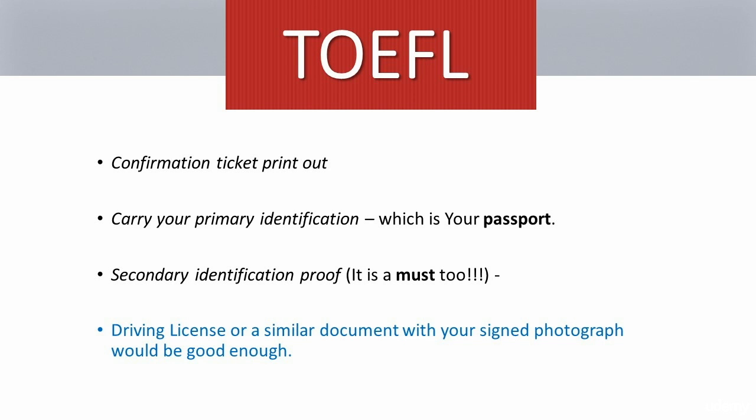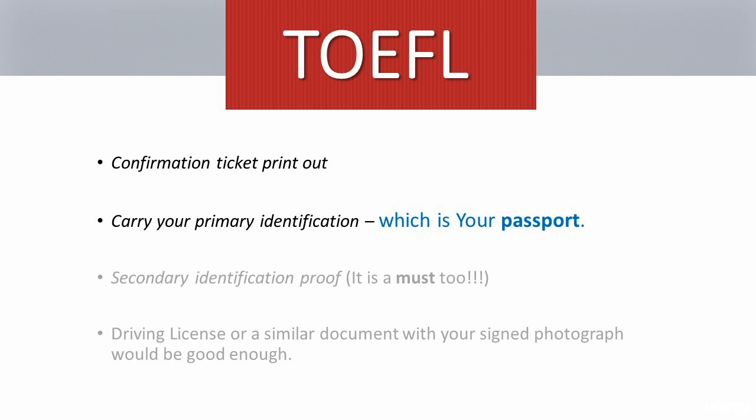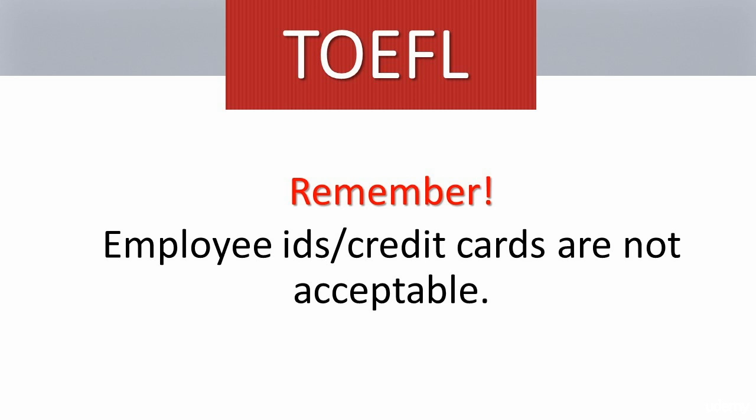Things to carry with you to the test would be a confirmation ticket printout to confirm your presence for the test. However, it is not required once you have made an entry in the attendance register. Carry your primary identification, which is your passport. Secondary identification proof is a must too. A driver's license or a similar document with your signed photograph would be good enough. Remember, employee IDs or credit cards are not acceptable. You might not be allowed to take the test if you do not carry the sufficient documents.